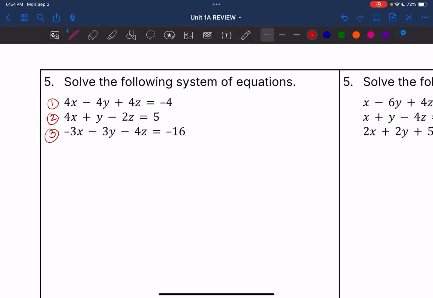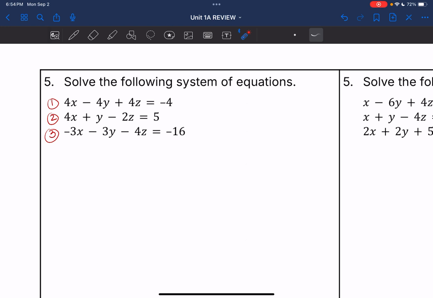So what we're looking for is a variable that has the same coefficient in 2 or more of the equations. So if I look down the x's, 2 of them have a 4, so x might be a good variable to eliminate, but let's still look at the others. If I look at the y's, all 3 of them are different, so definitely not the y's. And then if I look at the z's, I have 2 of them that have a 4, so z is also a good option for elimination. So it's between the x's and the z's on which one I should eliminate first.